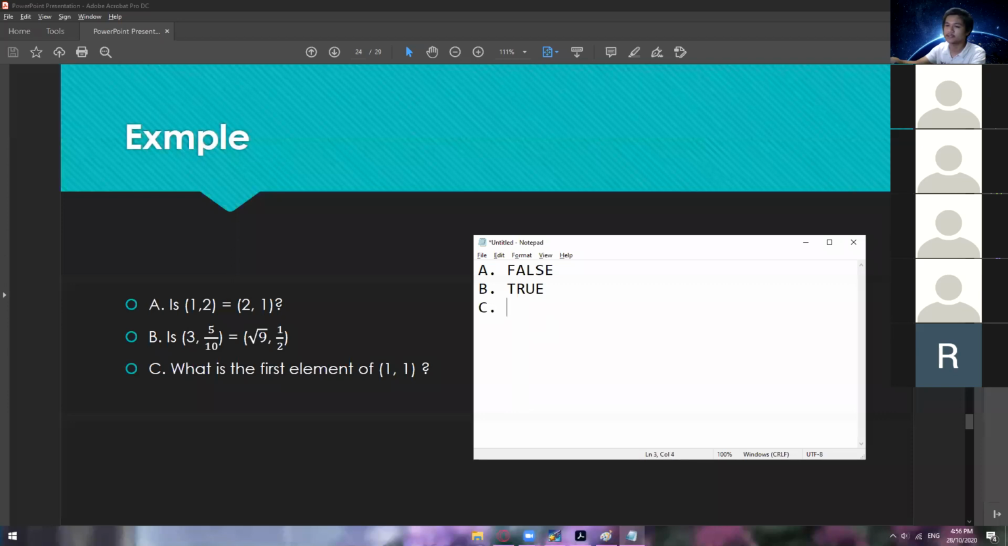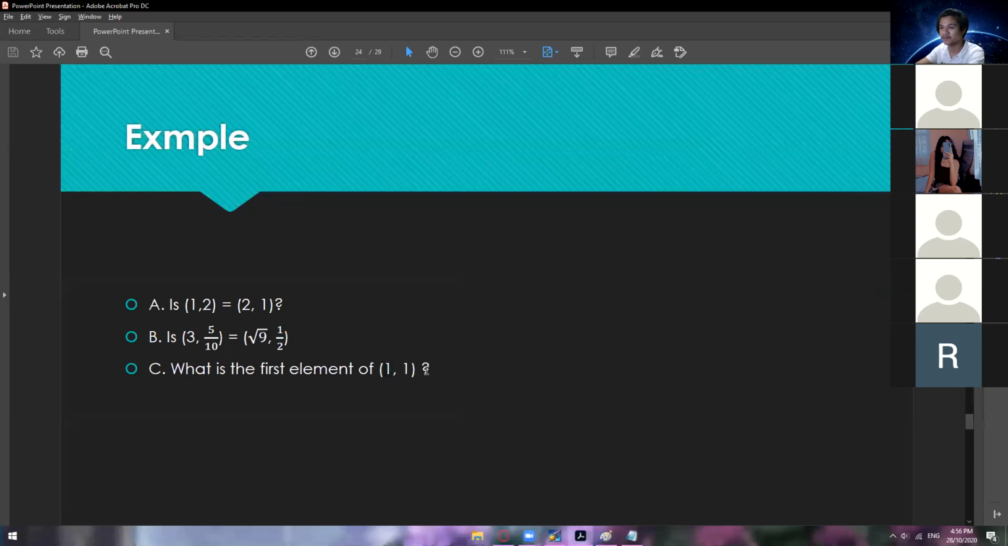How about letter C? What is the first element? One, sir. One. Okay. So yung first element is, of course, ito. Okay, sinasabi ko na sa inyo. One. So if we have here, let's say, (1, 2). So let's say, ibahin natin, (1, 3). So the first element is 1, and then the second element is 2. But in this case, the first element is 1. So kahit ano dyan. It's pares na naman yung value.